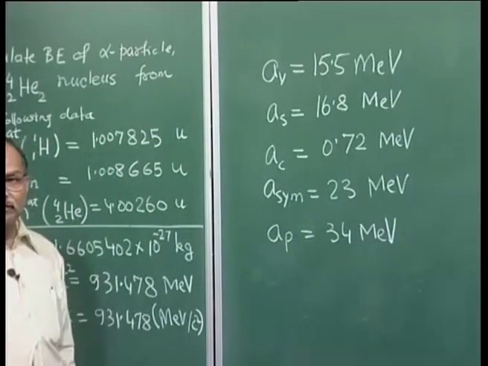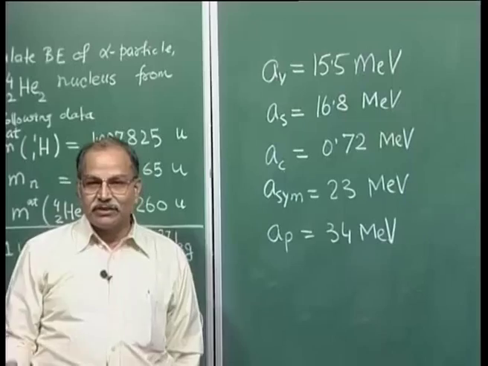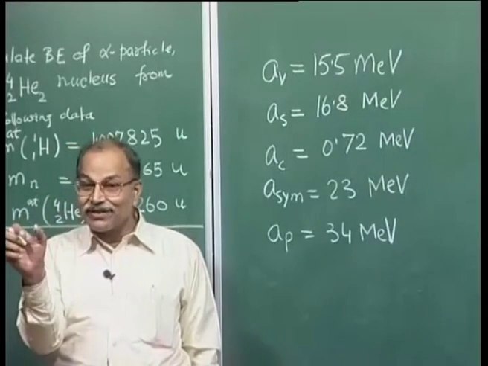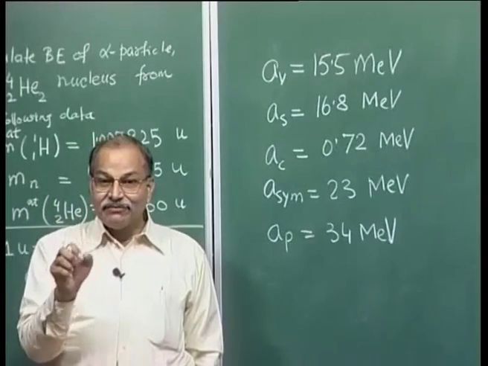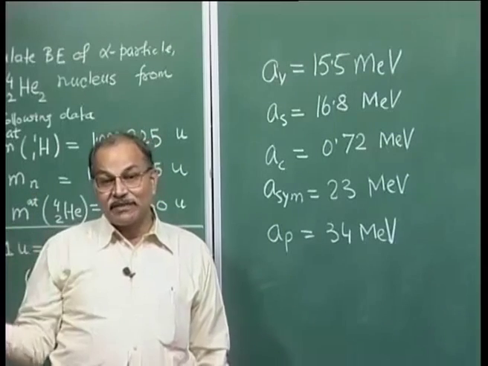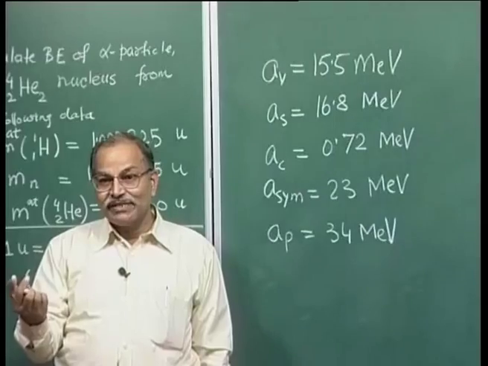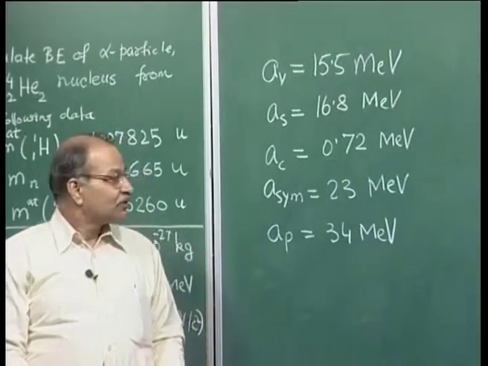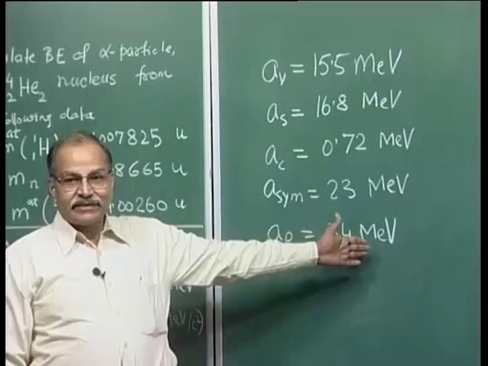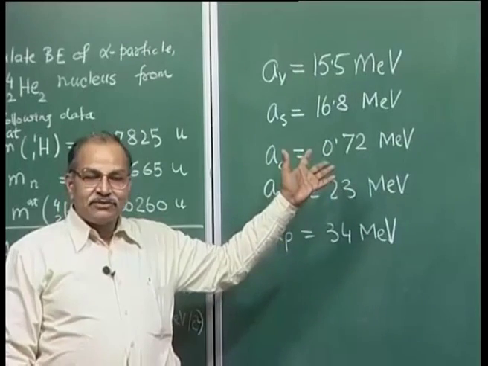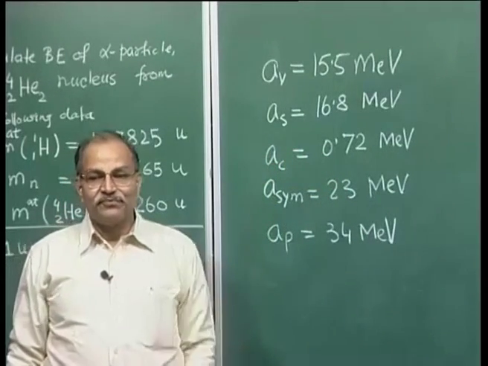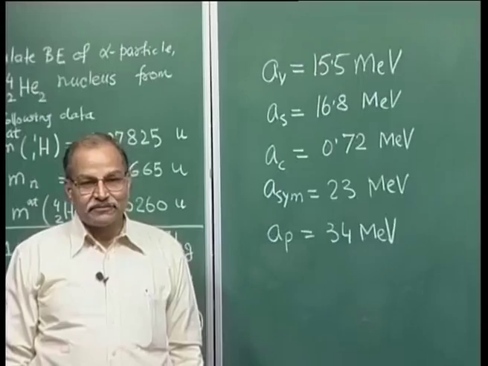The units should be in energy units, since it is binding energy that you are writing. Binding energy is AV times capital A. Capital A is dimensionless, the number of nucleons. So AV should be in energy units, and all these constants are in energy units. So with this you can fit the data better.